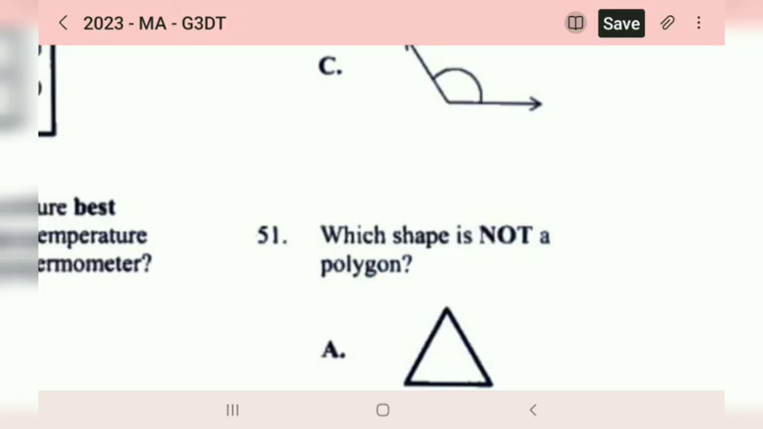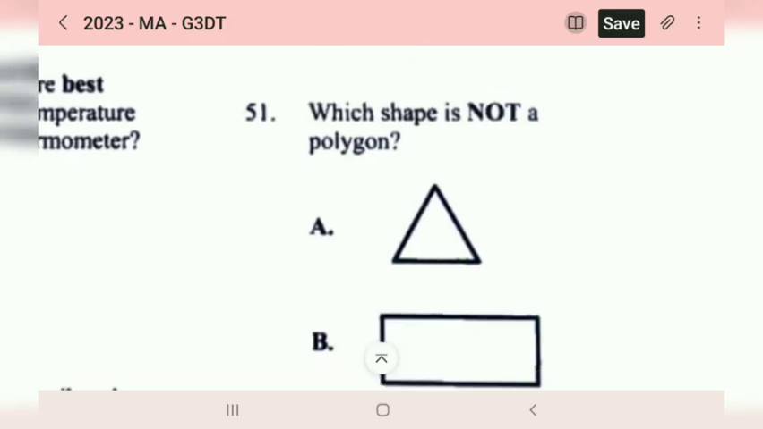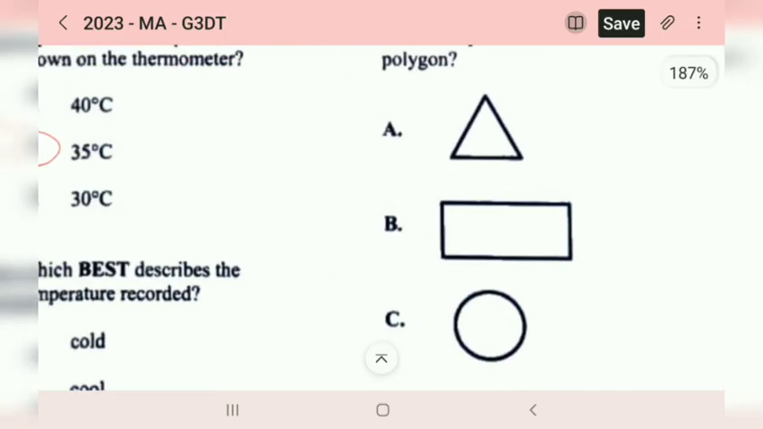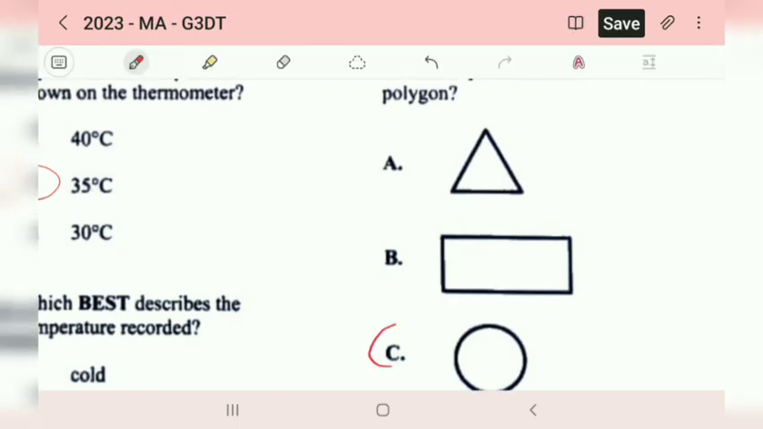Which shape is not a polygon? What are polygons? Polygons are named by the number of sides. Triangle has 3 sides. Remember that song? Or your teacher didn't teach you that song? Quadrilateral, 4 sides, and you continue like that. Remember a polygon is a figure that is constructed using line segments, straight lines. So we know that the one that's not a polygon is the circle.